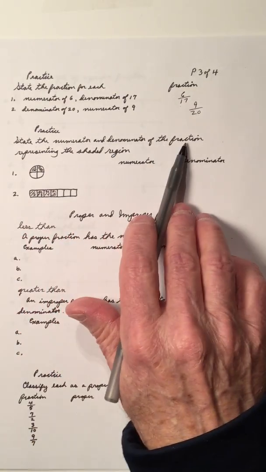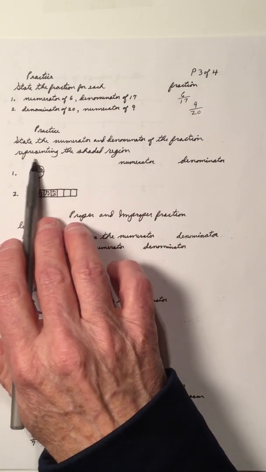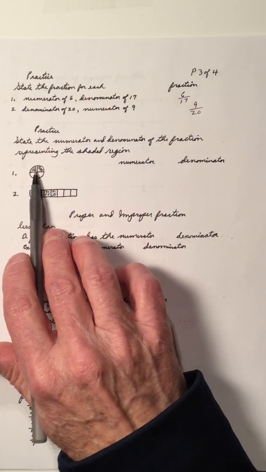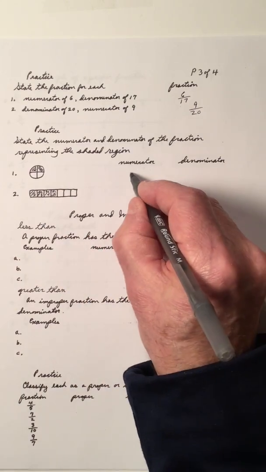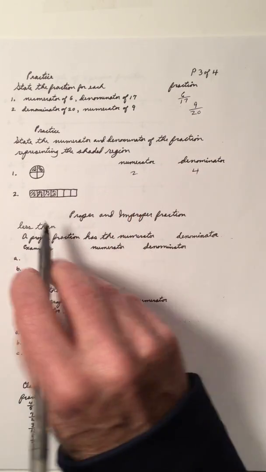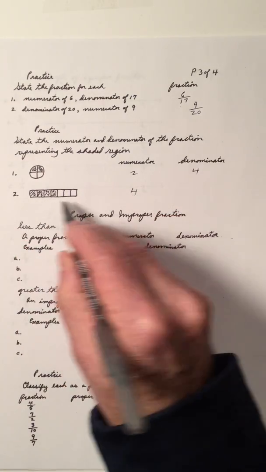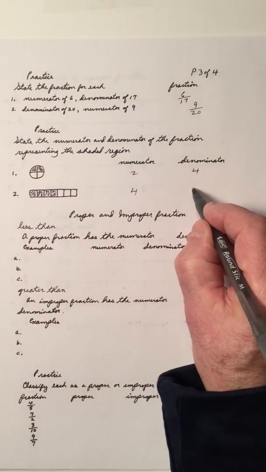State the numerator and denominator of the fraction represented by the shaded region. So right here, we got 2 out of 4 shaded, 2 numerator, 4 denominator. Number 2, I have 4 shaded out of 4, 5, 6, 7.